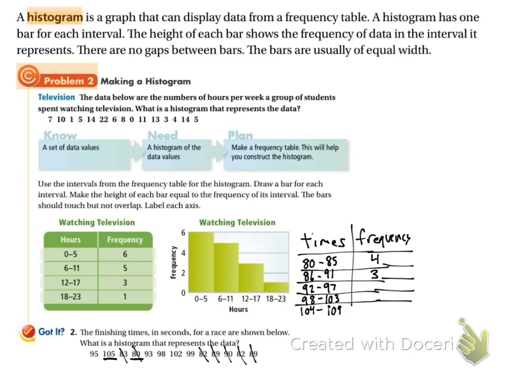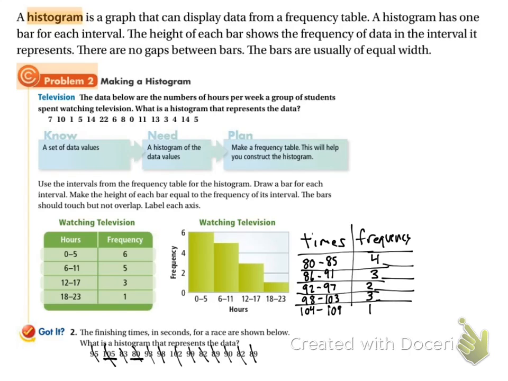Then 92 to 97. So 1, 2. Just 2 of them. 98 to 103. That's 1, 2, 3. And then 104 to 109, there's just that 105, so just 1 of them.